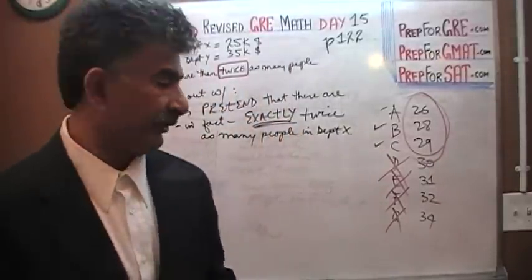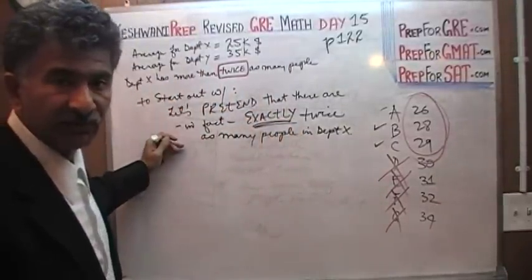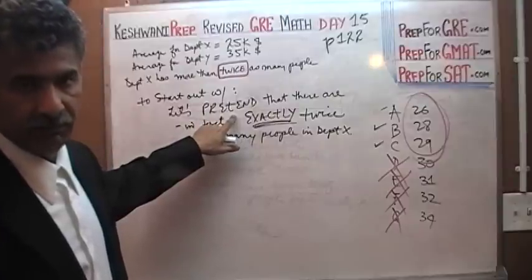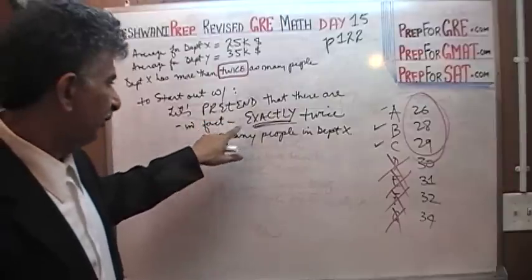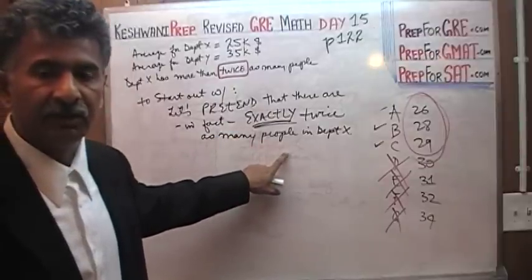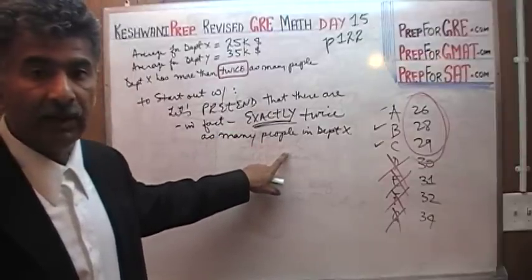What would have been the average? This is the hypothetical statement. Let's pretend. That's hence the word pretend. This is not obviously the reality. We are speaking hypothetically now. So let's pretend that there are exactly twice as many people in Department X and ask ourselves, in that case, what would have been the average?